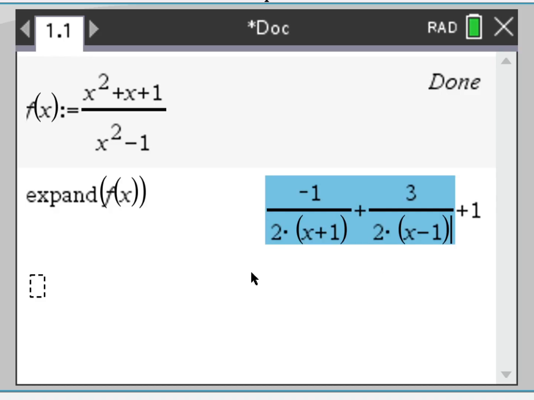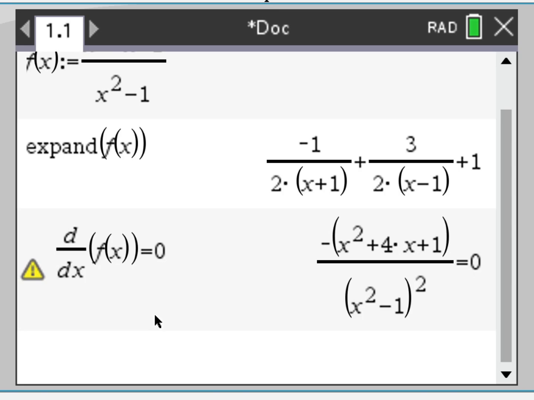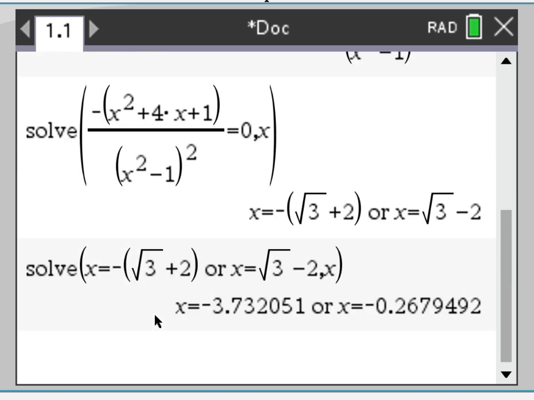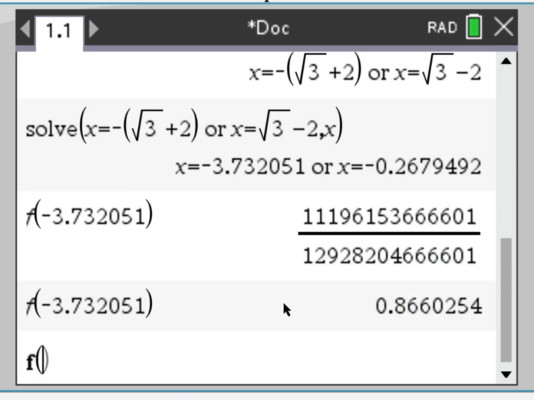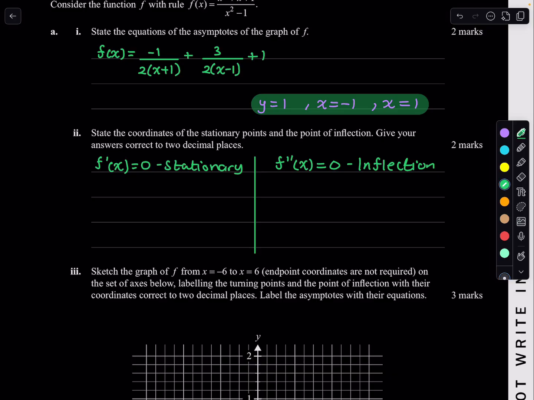Let's do this in our CAS and get the answer. So what I'm going to do is derive f of x first, find the stationary points, set it equal to 0, and solve for x. So these are my x values, and I want to find the y values too for them. So I'm going to sub this first one in there, and let's write those down first.